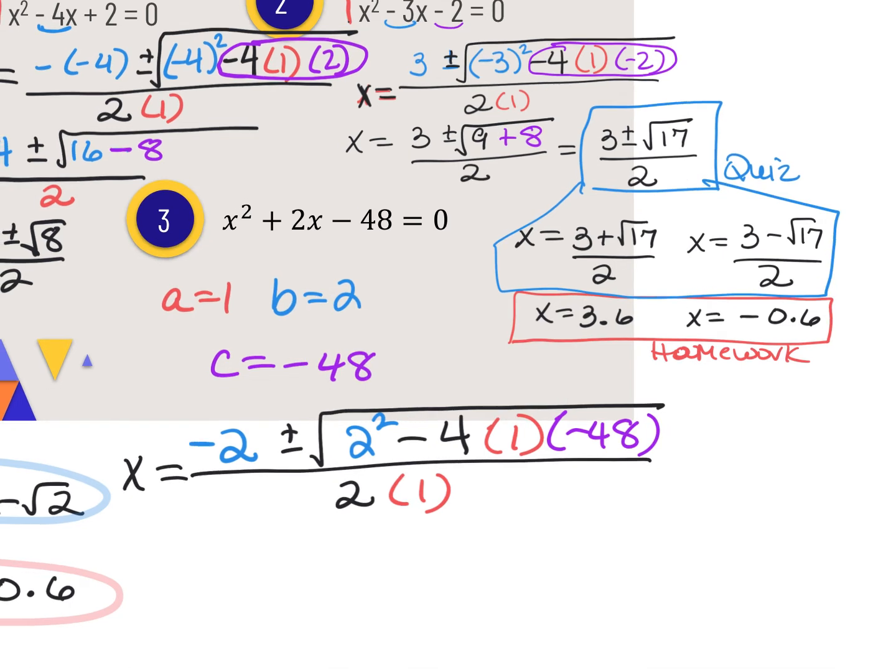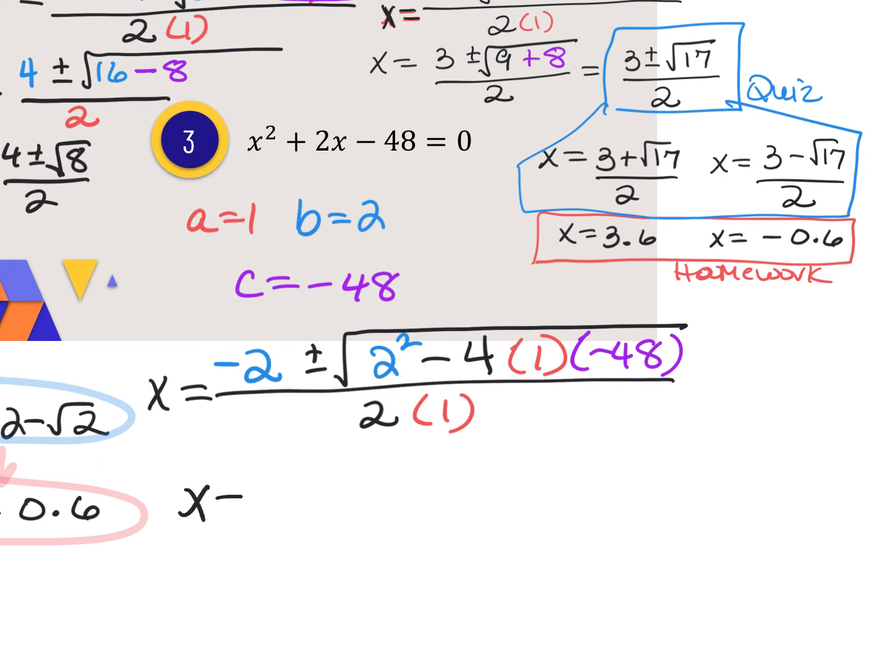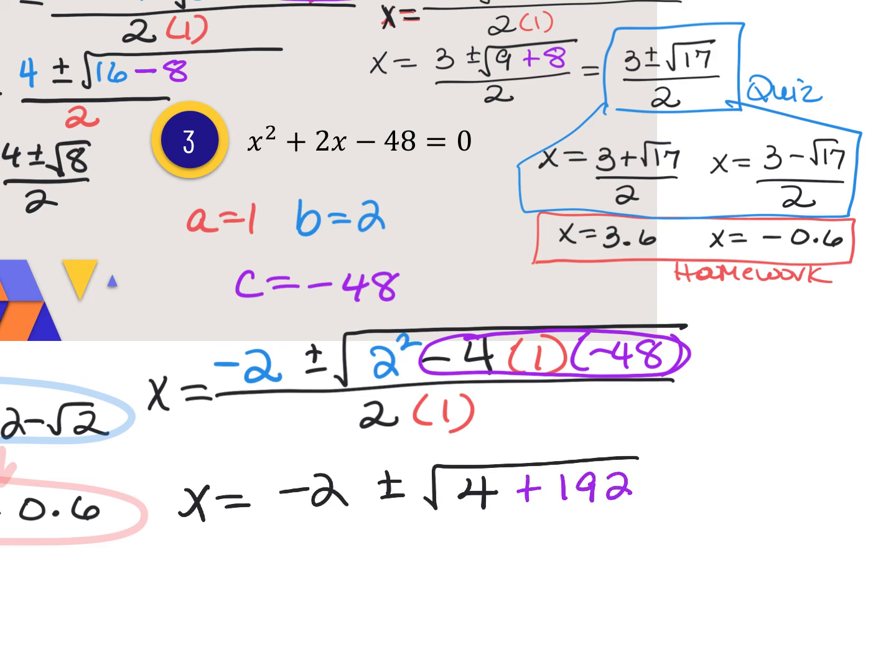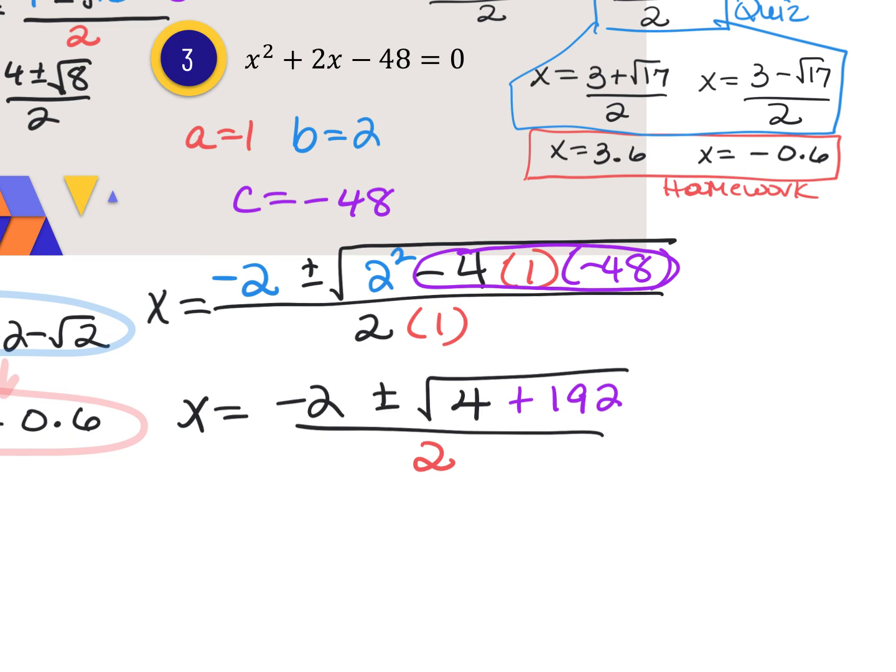So again, I'm going to follow order of operations. -2 plus or minus under the radical, it's going to be 2 squared is 4. And again, I'm multiplying -4 times 1 times -48, and that gives me positive 192. And then for the denominator, 2 times 1 is 2. I'm going to simplify what's under the square root. I need to add 4 plus 192, and that gives me 196.